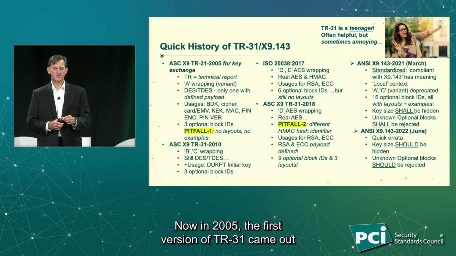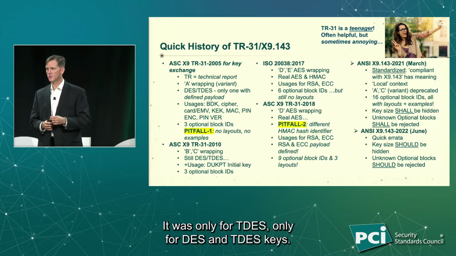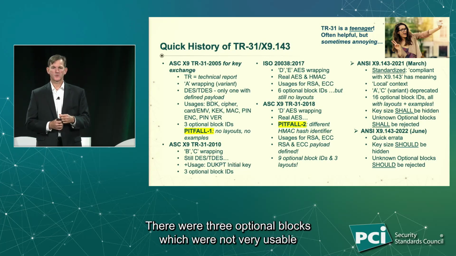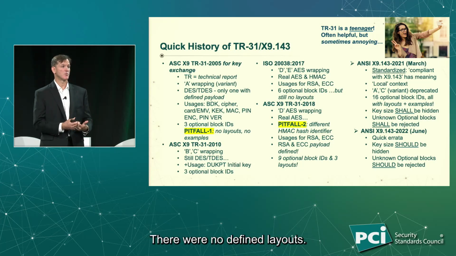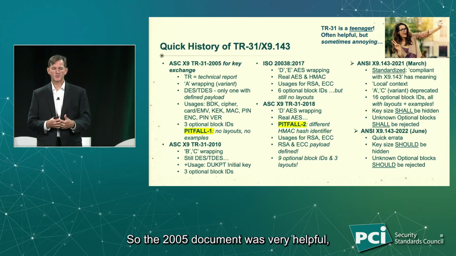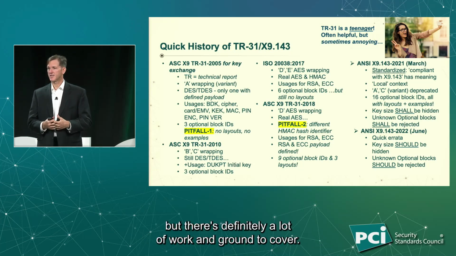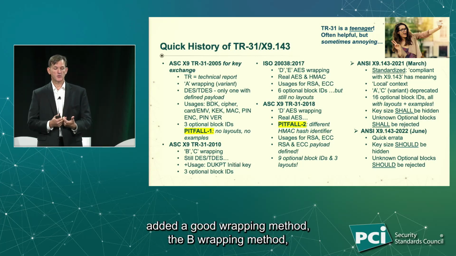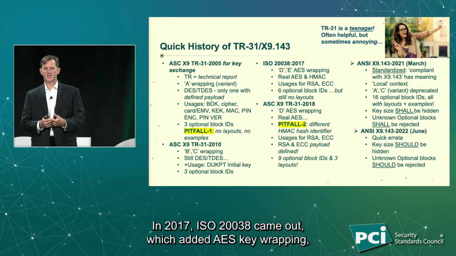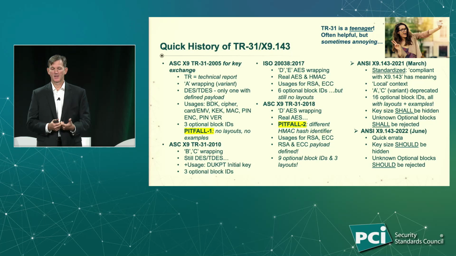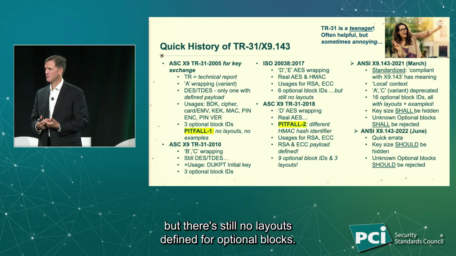Now, in 2005, the first version of TR-31 came out and introduced the A wrapping method. And it was only for DES and TDES keys. There were 3 optional blocks, which were not very usable because people didn't know the format. There were no defined layouts. So the 2005 document was very helpful, got people going, but there's definitely a lot of work and ground to cover. 2010 made this picture a little better, added a good wrapping method, the B wrapping method, but it was still focused on DES and TDES. In 2017, ISO 20038 came out, which added AES key wrapping. But there's still no layouts defined for optional blocks.